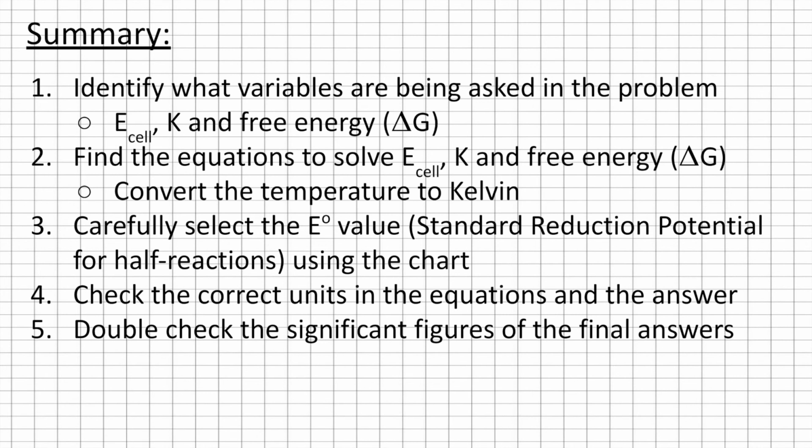In summary, when solving problems similar to this, remember to read the question carefully. Make sure to identify the variable that's being asked in the problem, such as Ecell, K, and free energy. Then use the correct equation to solve for this variable. Also, carefully select the E0 value for the standard reduction potential for each half reaction. Remember to double-check your units in the equation and answer, and finally, always double-check the significant figures of the final answer.